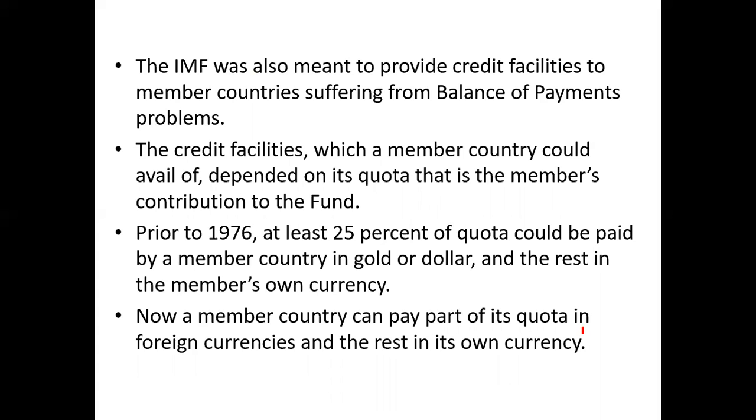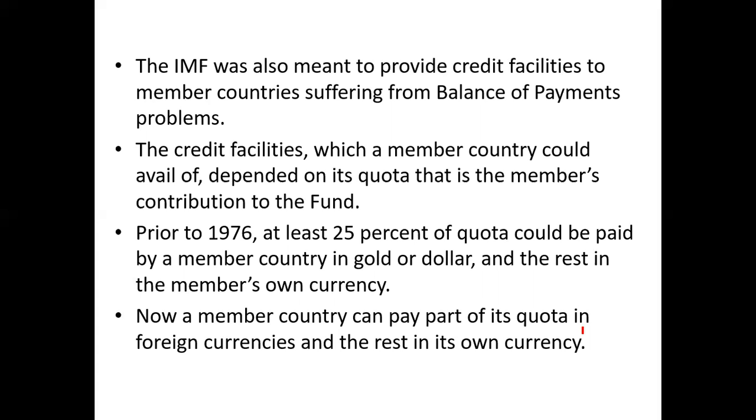The credit facilities which a member country could avail of depended on its quota, that is a member's contribution to the fund. So therefore, a quota is fixed. If you contributed to the IMF, then on the basis of your contribution, you will get a credit, just like a cooperative system, because it is a cooperation between the member country and the IMF. So how much you could get from the IMF in times of balance of payment difficulties had been fixed on the basis of the country's contribution to the fund.